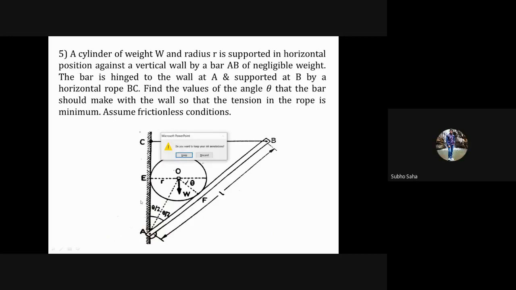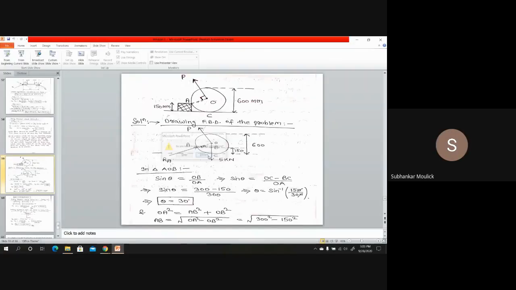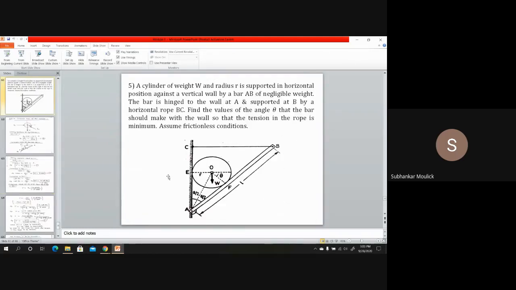Sir, can you please repeat the mid-sem syllabus once? My part of the syllabus is this module, complete this module. Okay, sir. And from SBM sir's part, CG and MI, moment of inertia and center of gravity. And from my part, this module. Okay? Okay, sir.